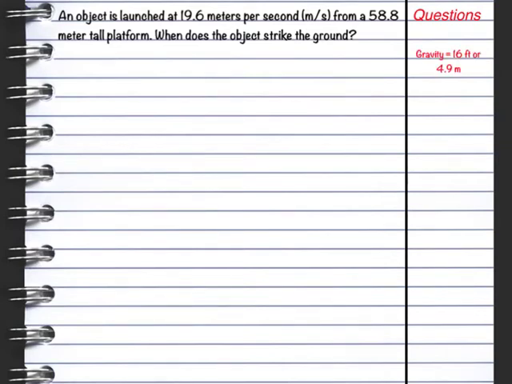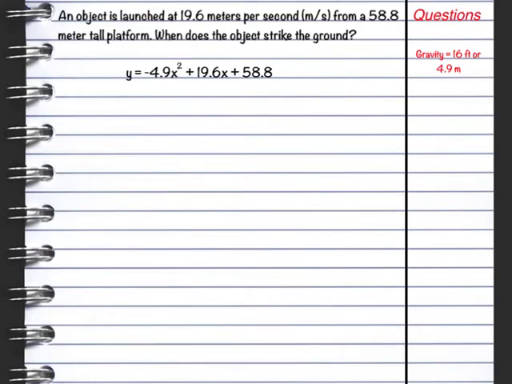So remembering that I've got to write my equation, I need to go ahead and figure out, am I using 16 or am I using 4.9 for my gravity? I go back to my problem, and I notice that they're using meters for everything else. So I want to go ahead and use a 4.9 for my gravity. So I'll plug that in as my a value. And then 19.6 is going to be my velocity. And then 58.8 is going to be my initial height.